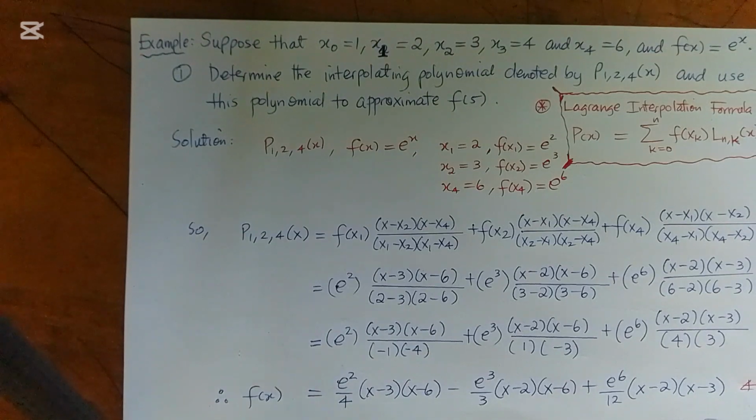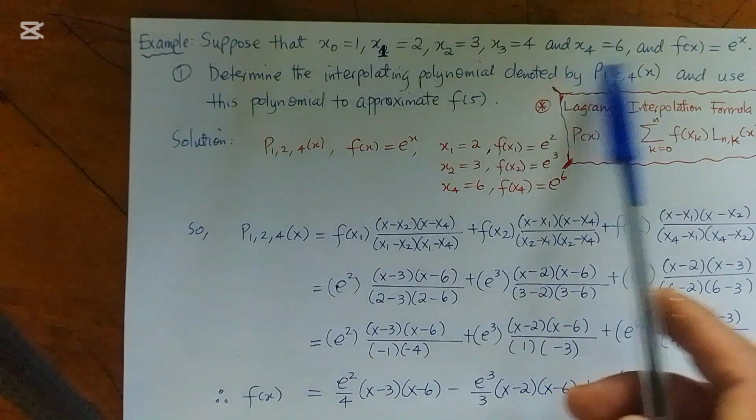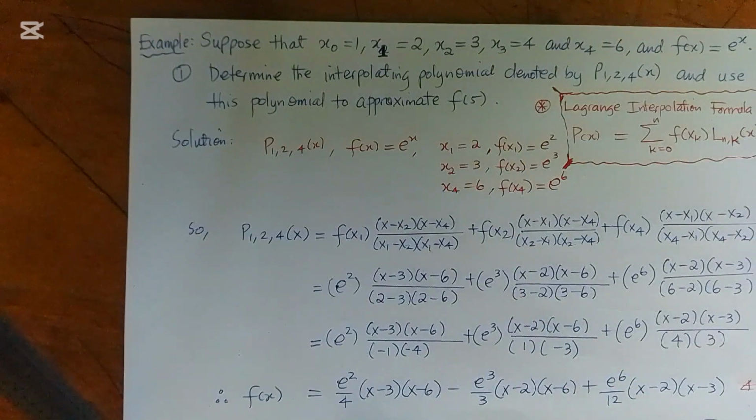Second step, we now find the approximate value of f of 5. Simply, we get 5 and substitute it in each of the x and then evaluate.